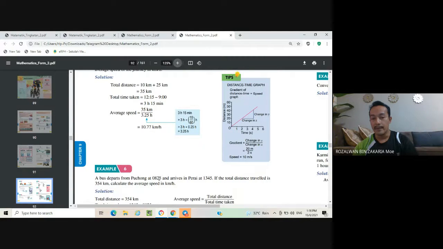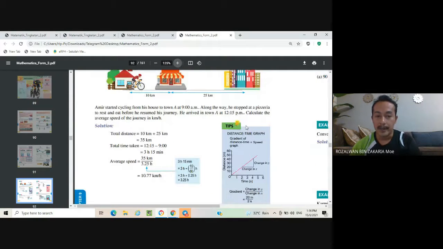Okay, but remember, the question asks you to calculate the average speed of the journey in kilometer per hour. That means this 50 minutes, you have to change to hours. So how to change from minutes to hours? You can write like this. 50 minutes, you have to divide by 60, because in 1 hour we have 60 minutes. So to change from minutes to hours, you divide by 60. So 15, you divide by 60, you will get 0.25 hour.